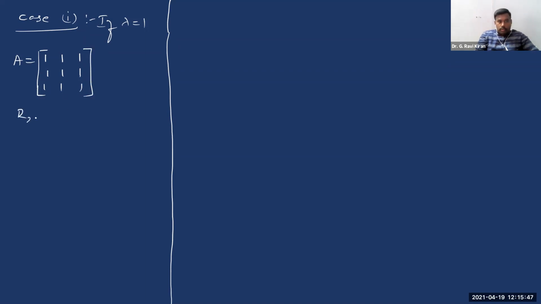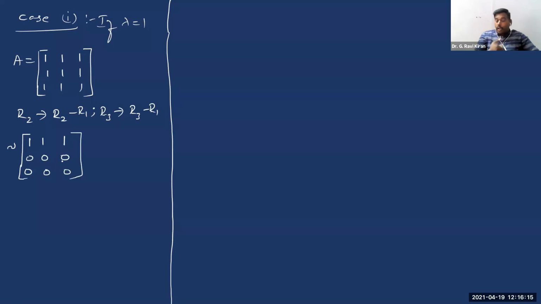So we can use these operations. R2 changes to R2 minus R1, and along with this you can take this operation: R3 changes to R3 minus R1. So by taking these two operations, see what happens to this echelon form. The first row you're actually not changing, so let it remain as it is. Then the second one, 1 minus 1 is 0, 1 minus 1 is 0, because they're all the same elements. We'll get both the rows as zeros.